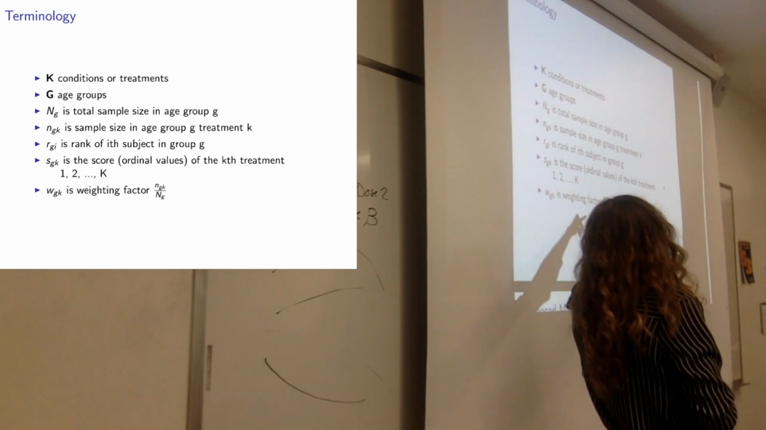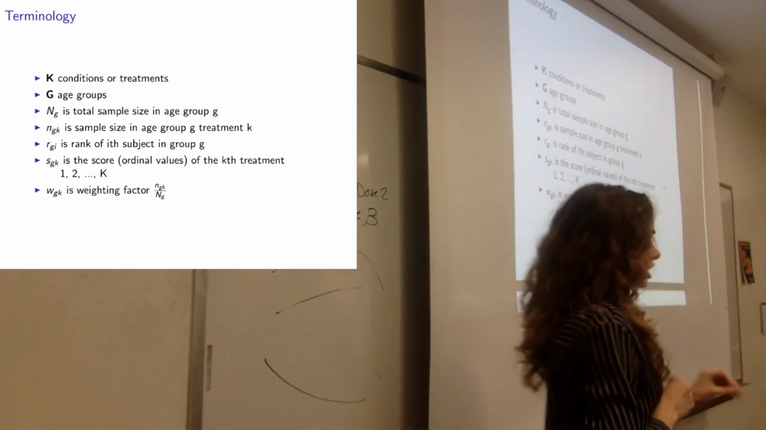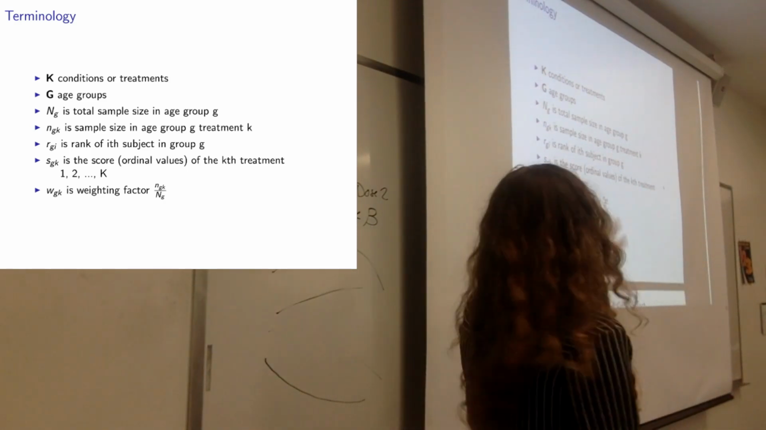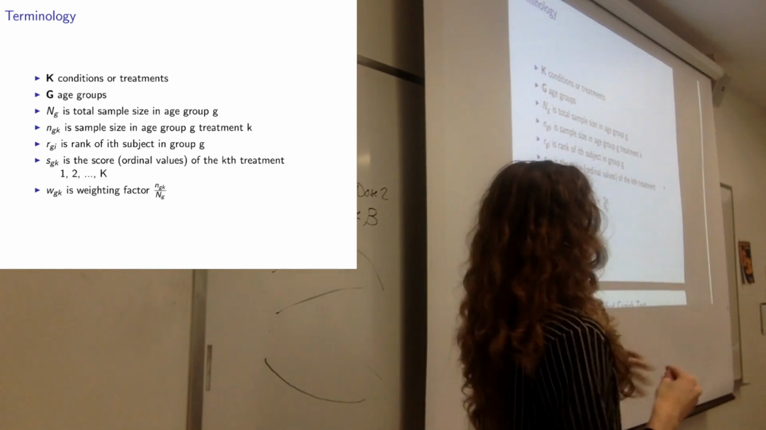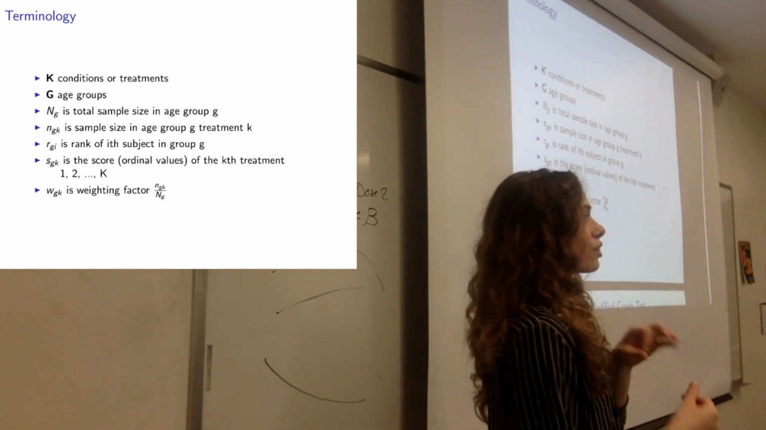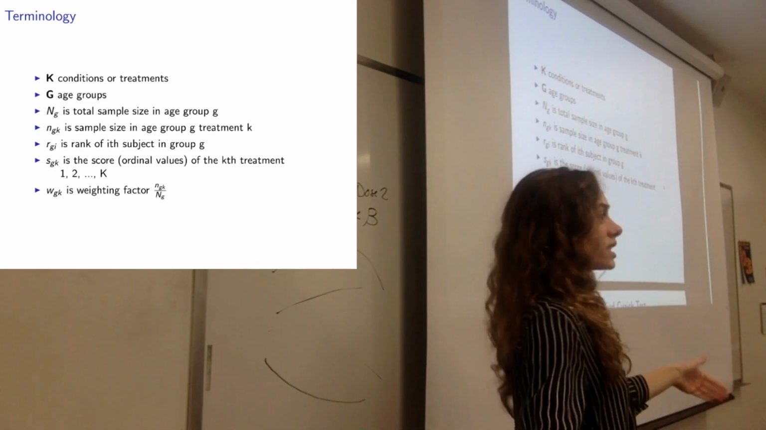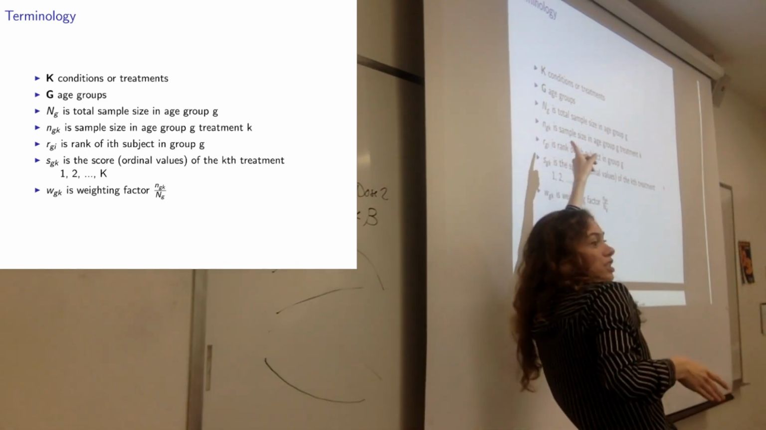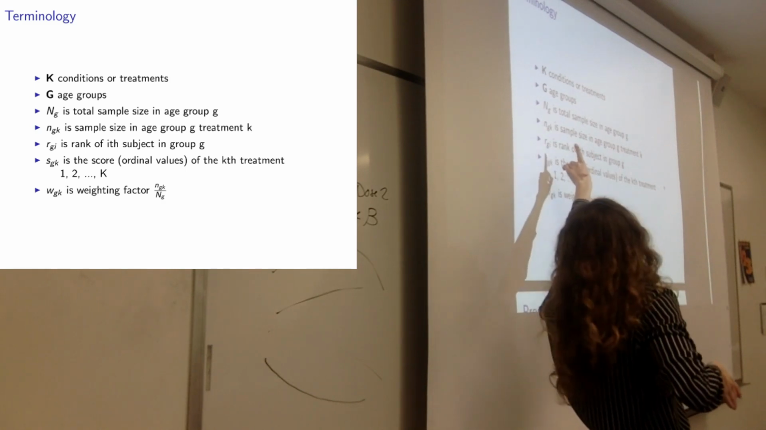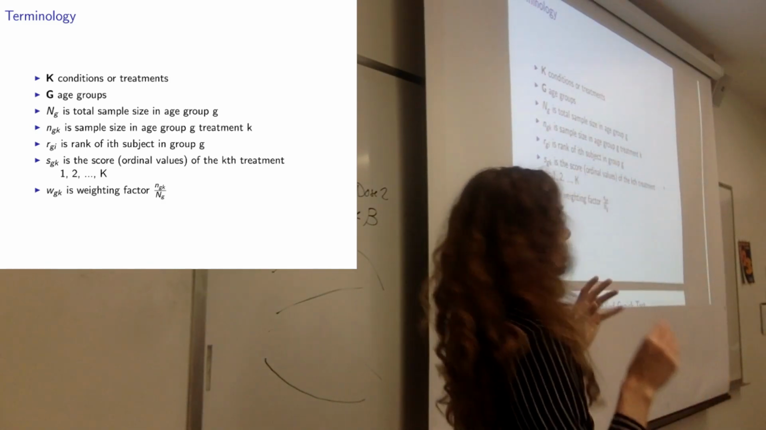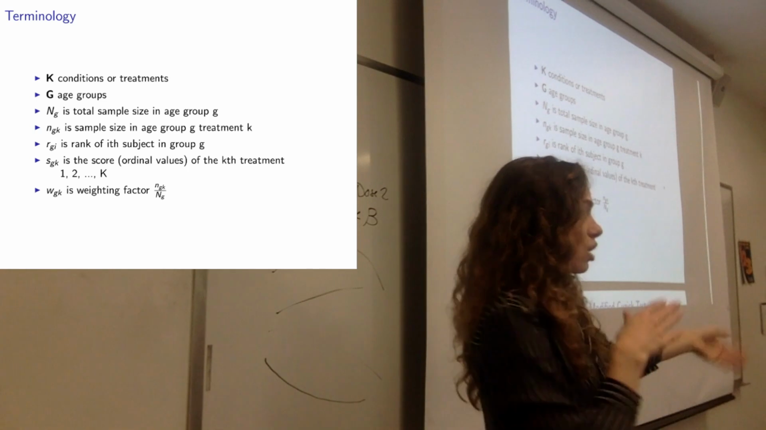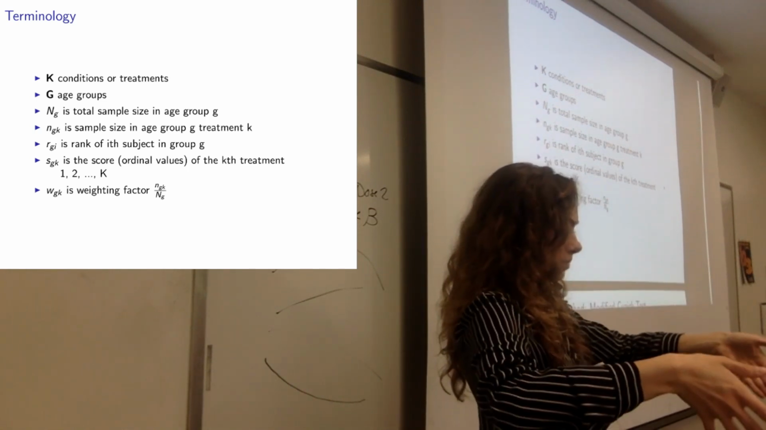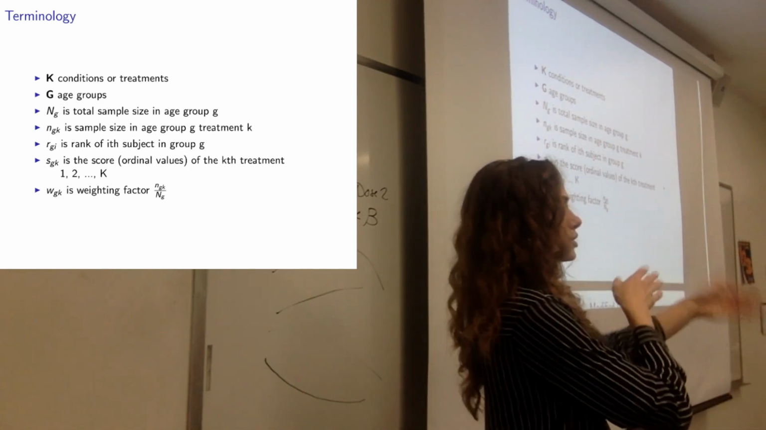RGI is the rank of the ith subject in group G. And something that's important to recognize here is if we have 60 subjects, the ranks do not go 1 to 60, they go 1 to NG. So it's a rank within a group. So it's not 1 to 60. If you have 10 people in a group treatment, it goes 1 to 10.